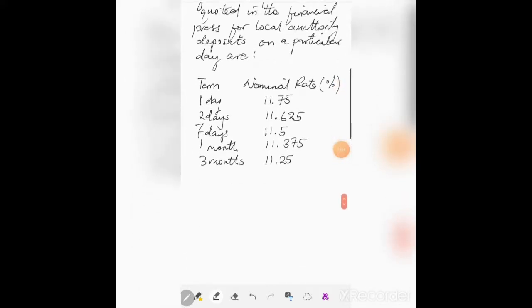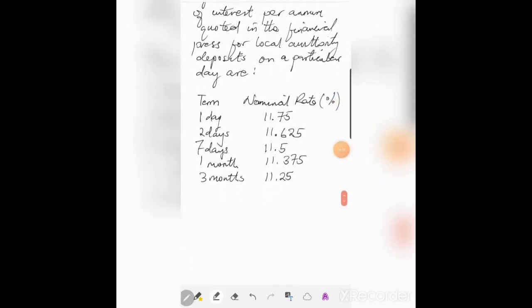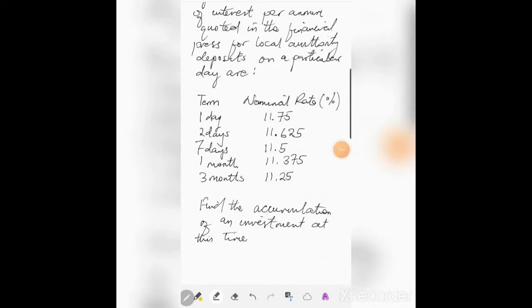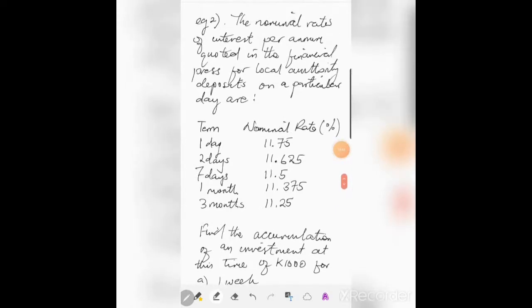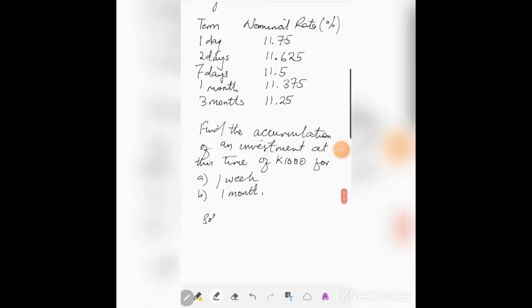So the question now says we need to find the accumulation of an investment at this time of 1000 kwacha, for (a) 1 week, and (b) 1 month. So how do we go about this example?